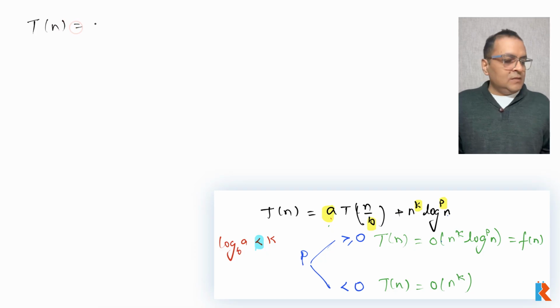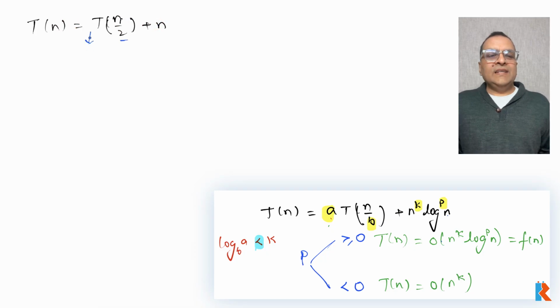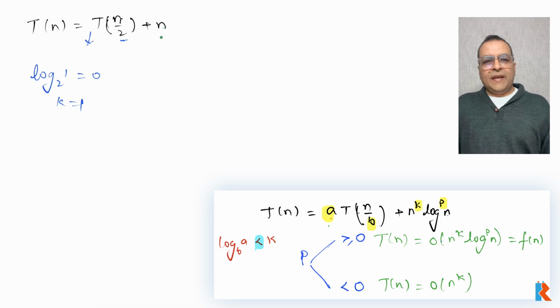Let's consider some examples. T(n) equals T(n/2) plus n. In this case, a is 1, b is 2. So log of 1 to the base 2 will be 0 and k is equal to 1 because we have n here. So clearly log of a to the base b is less than k. It means this is the third case. In the third case, we do not have any log n in the denominator. Therefore, the solution of this recurrence will be big O of the function itself, which is big O of n.